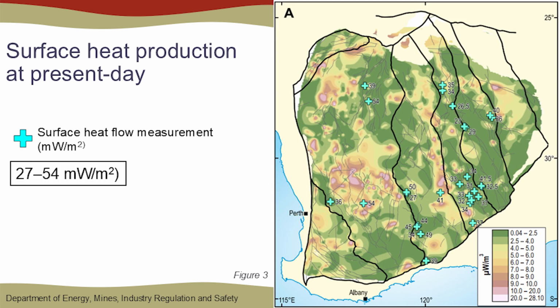So this is a contour map of the present day surface heat production. It's, again, just those heat production values now contoured. And anything lighter or brighter than the darkest green is, again, higher than average values. What's also shown on this map, the blue crosses, are the surface heat flow measurements that are available for the Yilgarn.